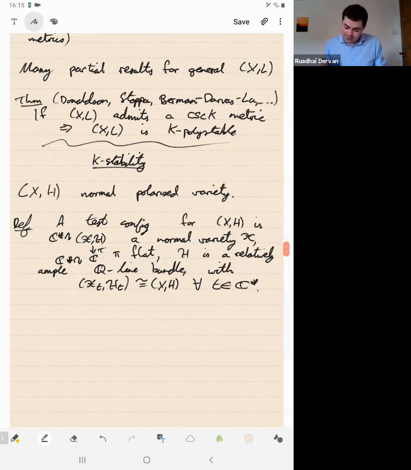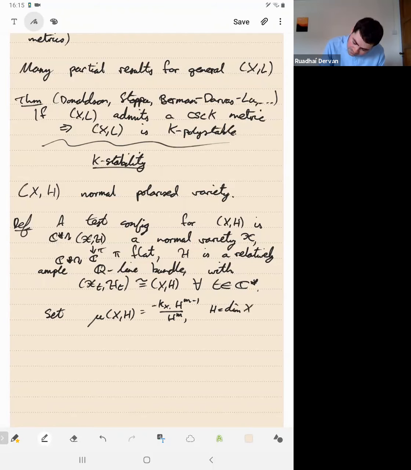Okay, and now I want to define the numerical invariant, which I'll define using the intersection theoretic approach due to Odaka and Wang. So we'll set, first of all, mu of (X, H), this is just a topological constant independent of the test configuration. So I'll define this to be minus K_X dot H^(n-1) over H^n, where n is the dimension of X. These are just intersection numbers. You could think of them more from the differential geometry point of view as integrals of representatives of these cohomology classes if you wanted. But in algebraic geometry, this is just an intersection number.